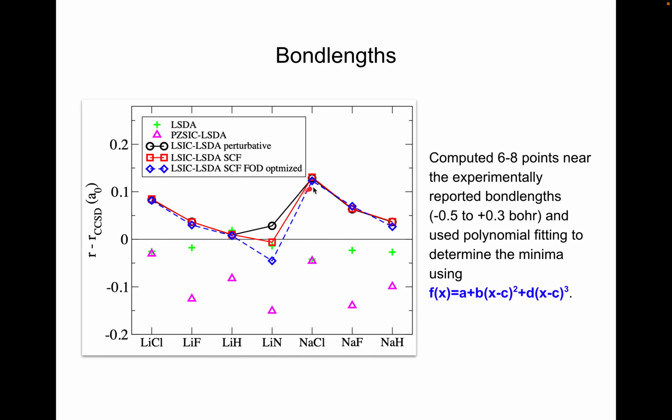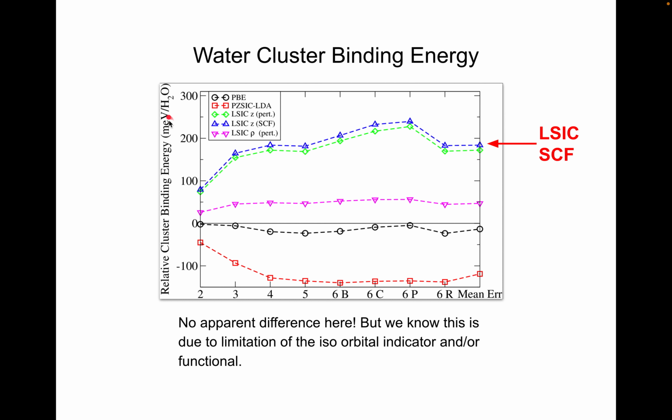And finally, the water cluster binding energy. We computed the binding energy of the water clusters. This one is shown in milli-electron volts per water molecule. And we compared that value against the CCSD(T) values. And this is what we found. Closer to 0 is better, and PBE actually does a really good job. And the PZ-SIC at the LDA level underestimates quite significantly.